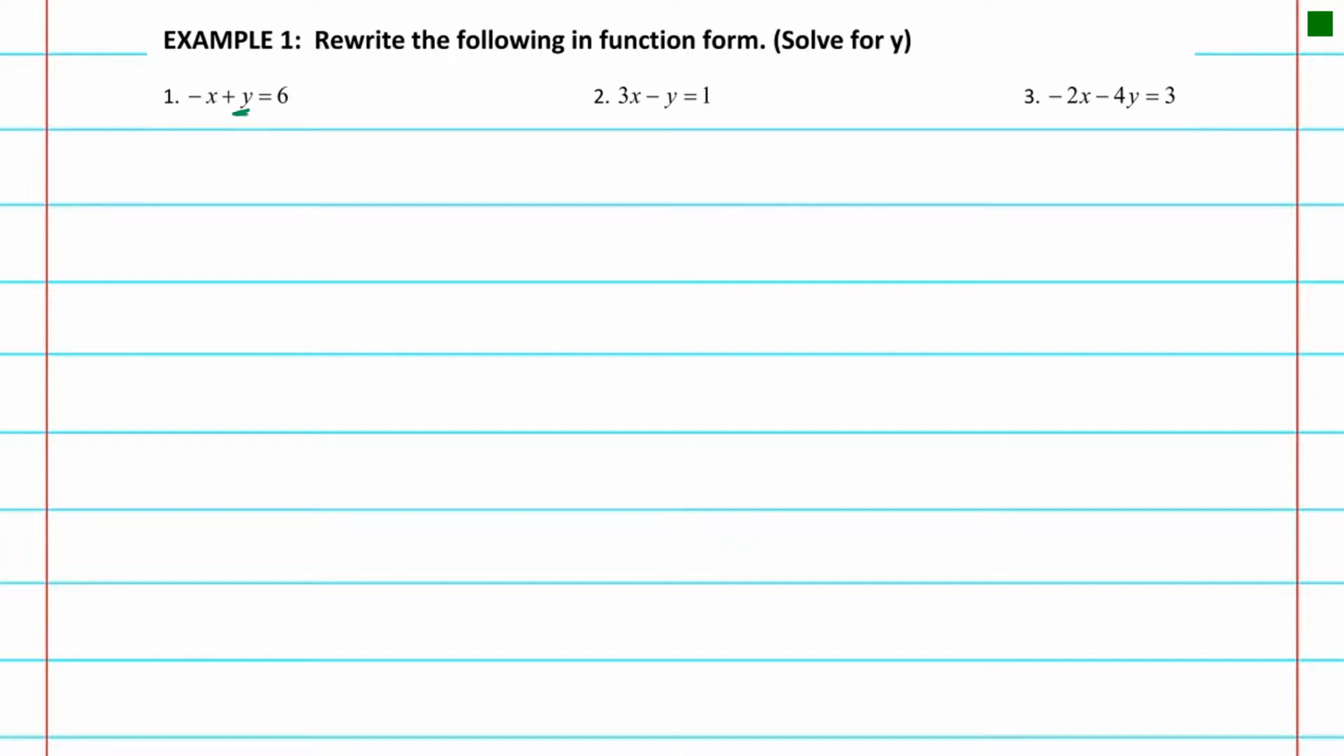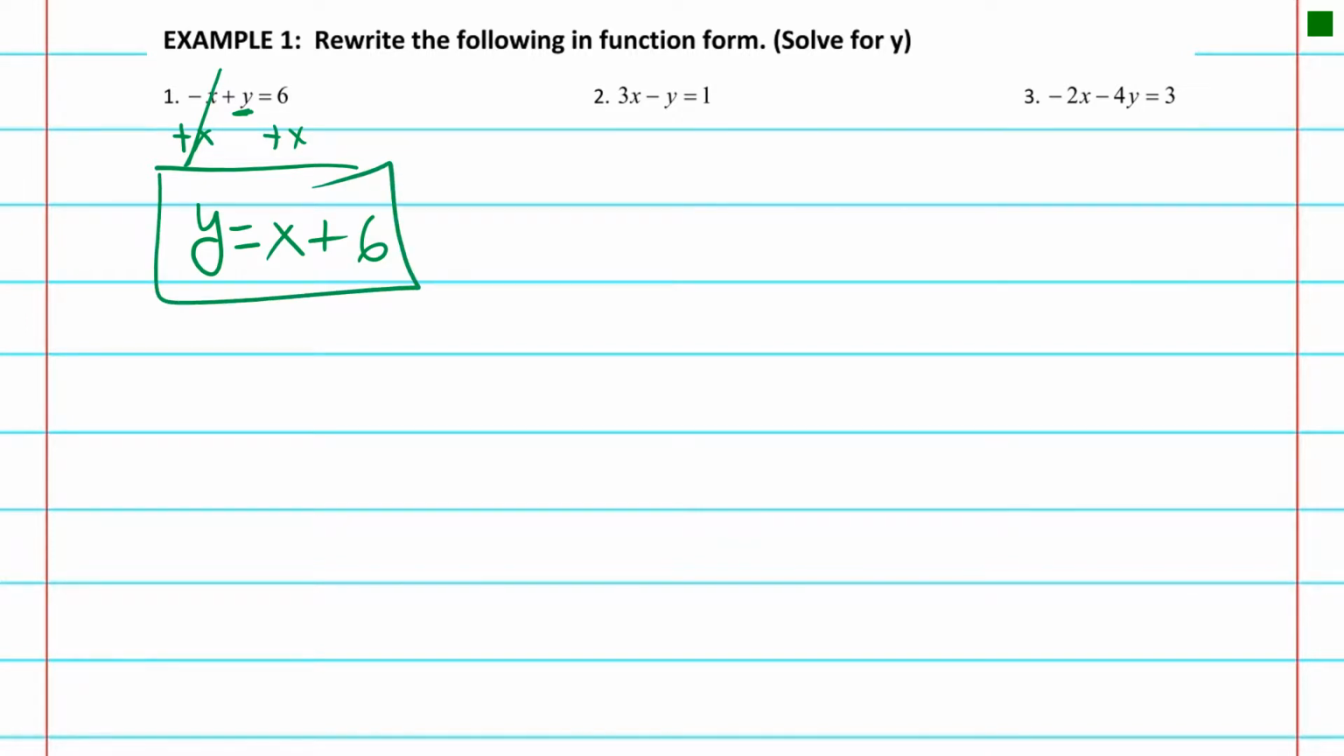If I want to get this y by itself, I have to get rid of this negative x. Well, to do that, I'm going to add x to both sides. So now the x's cancel out, and I get y equals, and then I just write it in order, but the trick is put the x first. So x plus 6, and I'm done. I don't have to do anything else, because remember, x and 6 are not like terms, so I cannot combine them any further.